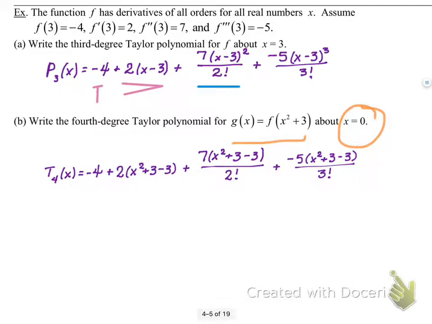So, even though Taylor polynomials look absurd, once you get the patterns down, it's fine. What I do want you to notice is that instead of writing x, we wrote x squared plus 3. And then it simplifies into the next step where you just end up with a pretty little polynomial that's fairly simple.